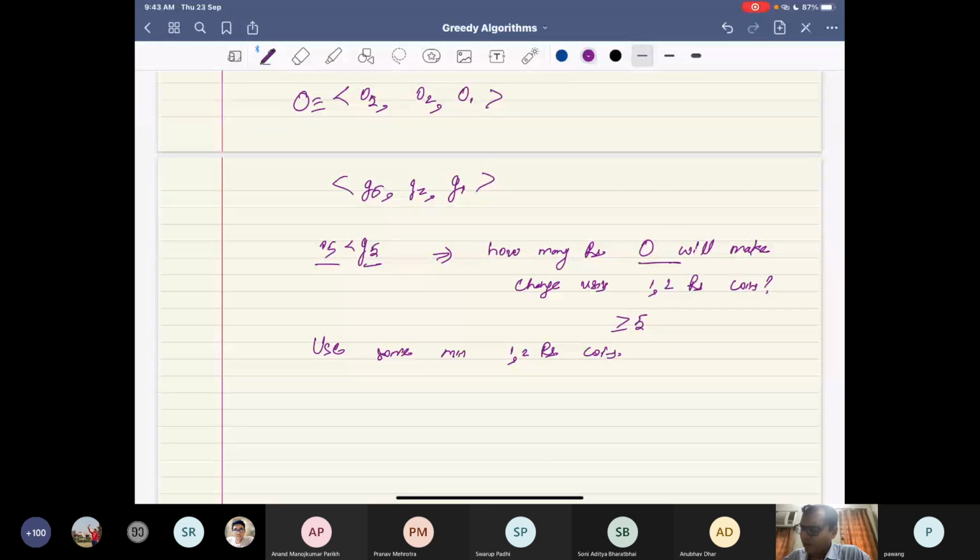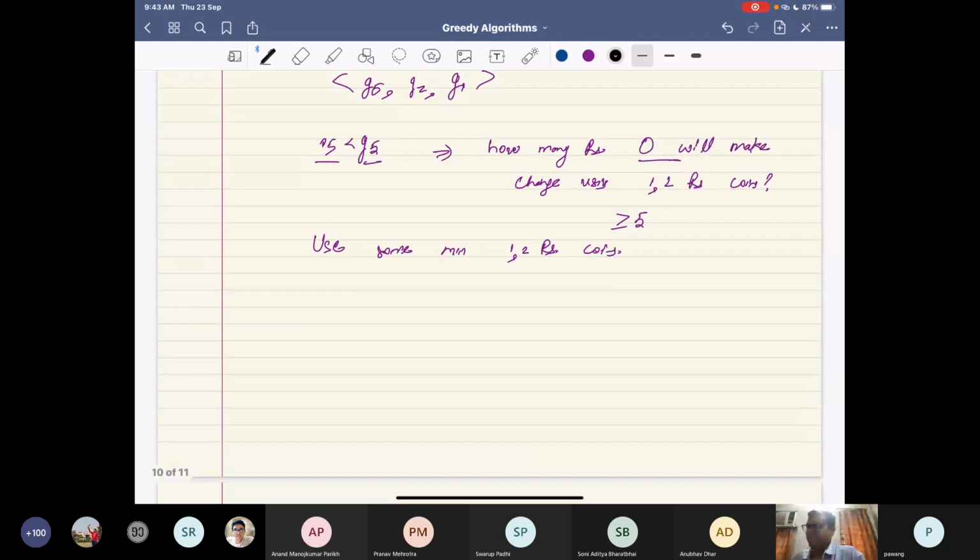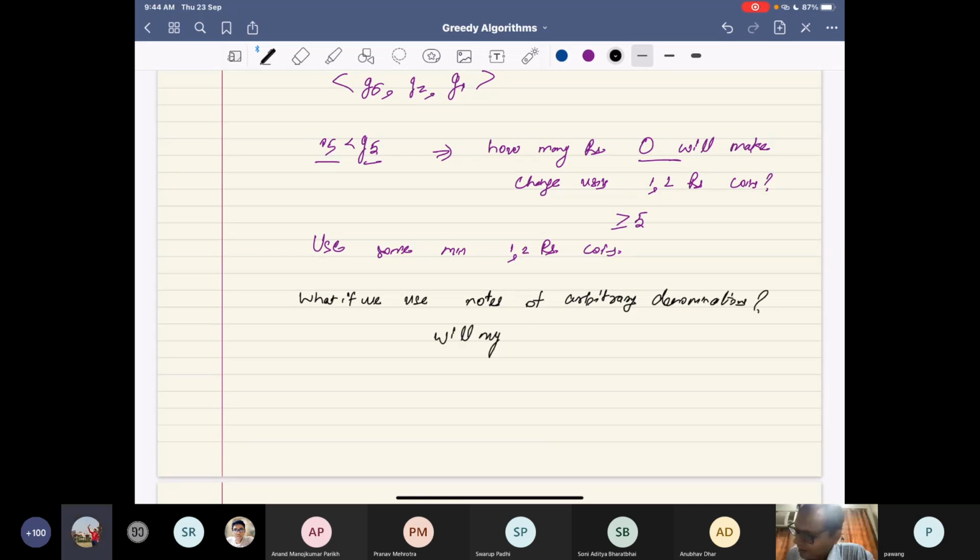Now coming to many questions that you were asking. What if we choose notes of arbitrary denominations? That is beyond this course, but I'll just give you an example. So what if we use notes of arbitrary denominations? Will my greedy approach always work?